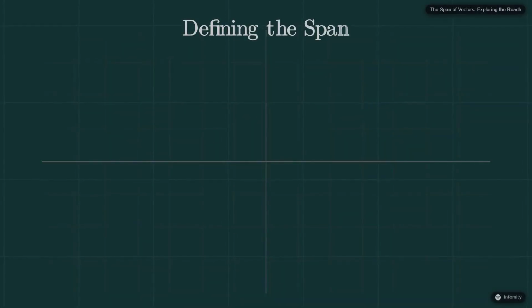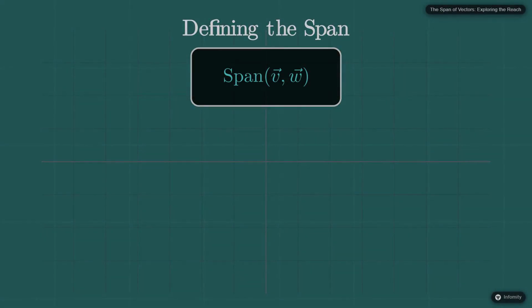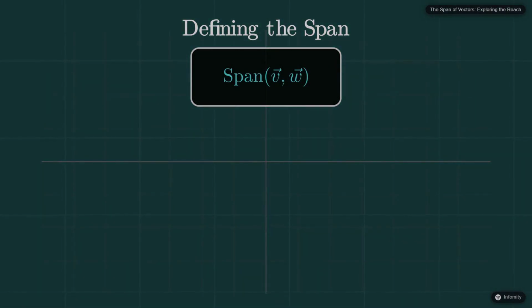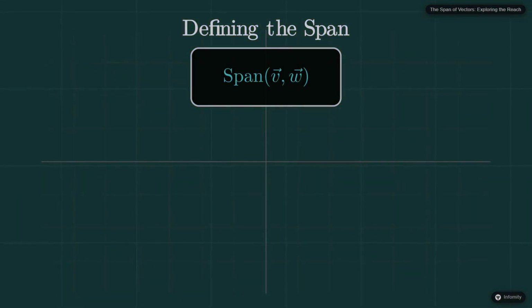This complete set of all possible combinations is called the span of our two vectors. Mathematically, we write it as the span of vector v and vector w. However, most people think of linear algebra as a set of rules for solving equations. But here is what is truly happening. When we talk about span, we are talking about the geometric reach of our mathematical tools. It is the entire playground where our vectors are allowed to travel.